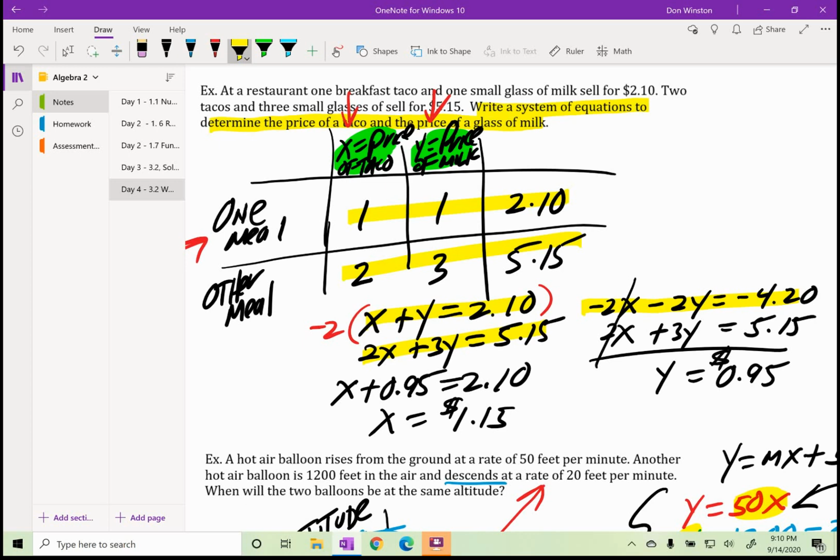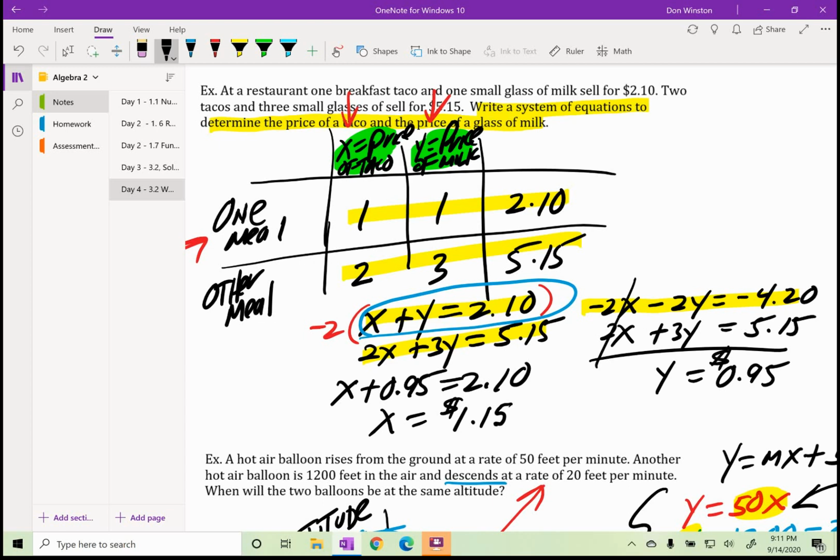Y is equal to 95 cents. Okay, and then I use this equation here. If y is 95 cents, I use that equation there to find x. So x plus 95 cents equals 210. Subtract 95 cents, and I got $1.15. So the price of a taco was $1.15, and the price of milk was 95 cents.